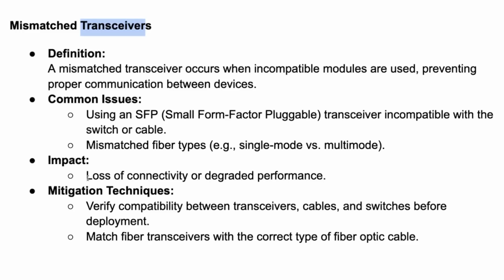So when this happens, you have a loss of connectivity for the most part, or degraded performance, or you won't be able to configure your machines and connect them to each other because, again, the wires don't match the actual transceivers, or the devices aren't able to communicate. So first, verify compatibility between your transceivers, your cables, and your switches before you deploy anything. You just want to make sure that the wires and cables can actually connect these different devices together, so you don't even have this issue.